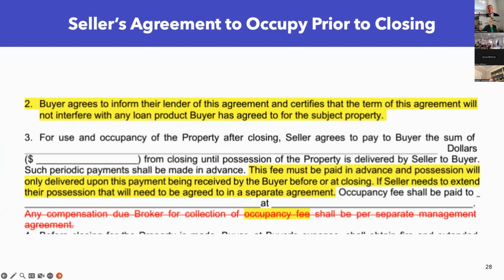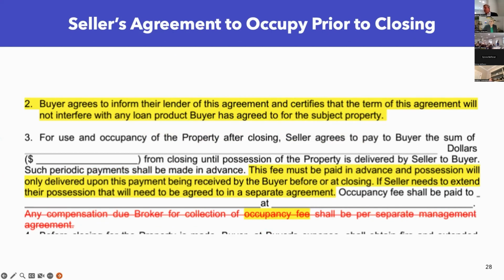And the other thing that I would like to point out here is number 2. You've seen loan programs, have you not, where the buyer has to sign off on the fact that they're occupying the property and occupying the property within a certain period of time? That's what number 2 is designed to cover. Buyer has informed their lender of the fact that the seller's hanging on a little while. Your buyer will be signing off on that if they use this addendum, okay?